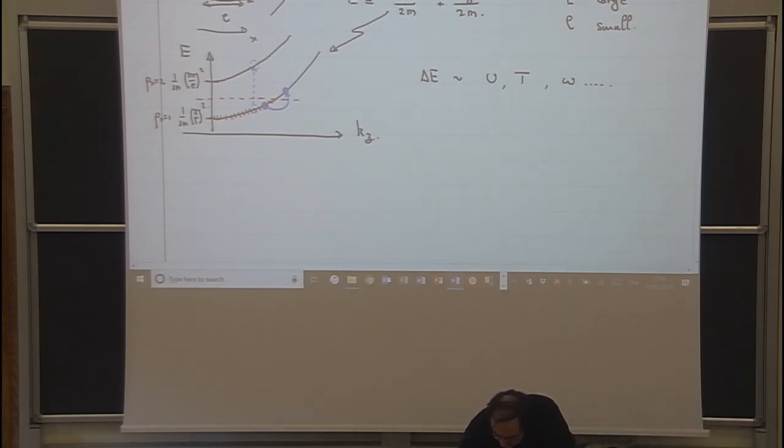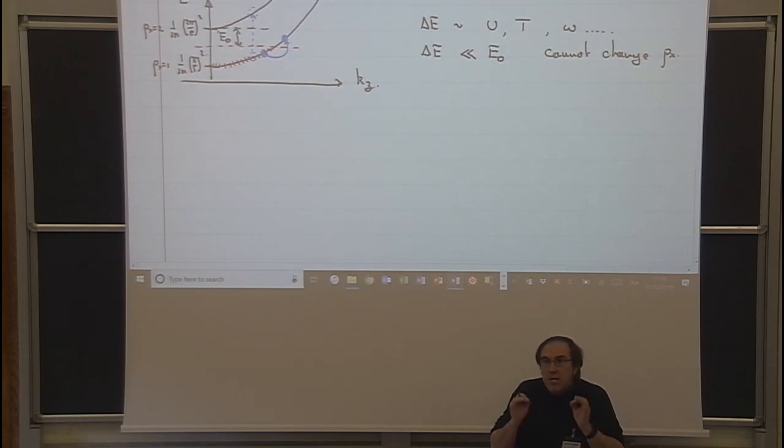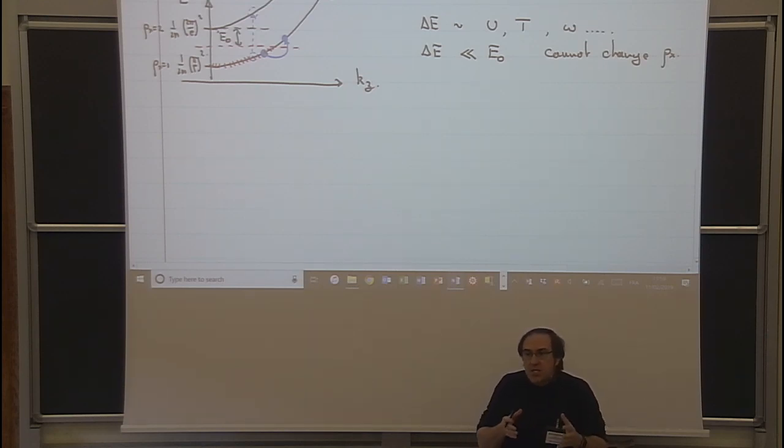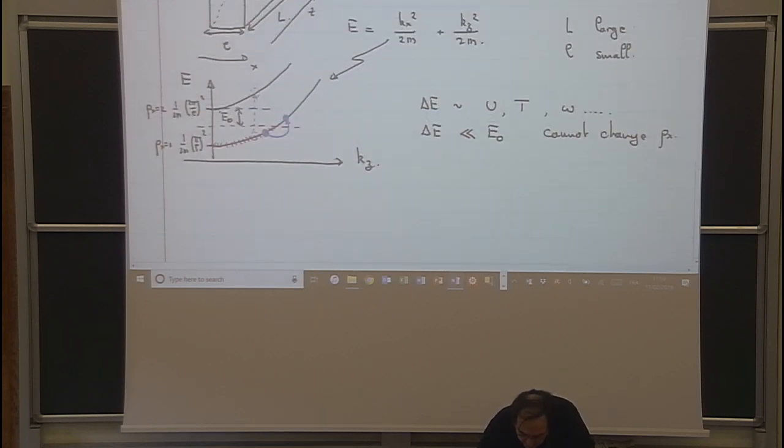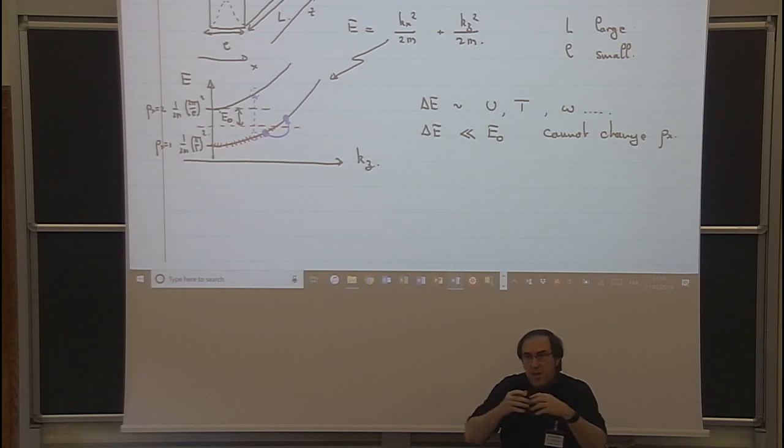So let's call this interval E0. If delta E is much smaller than E0, I cannot change px, which means I have a quantum problem in which only the quantum number pz can change. And if only the quantum number pz can change, it means it's a one-dimensional problem. It doesn't mean that the wave function is one-dimensional. It means that the transverse degrees of freedom of the wave function are completely frozen. So my wave function has a certain shape here, but it can never change. The only thing that can change is the plane-wave-like degree of freedom along the tube.